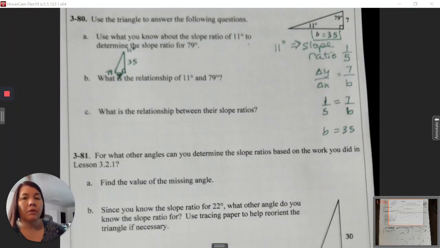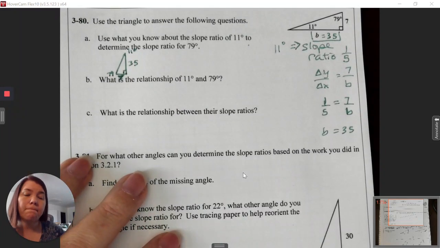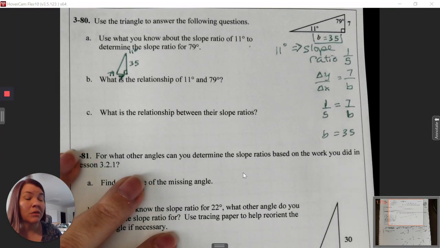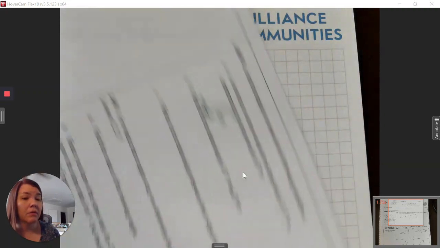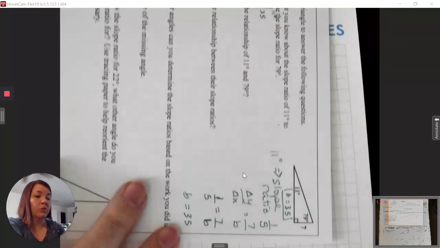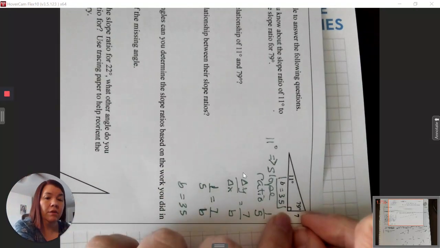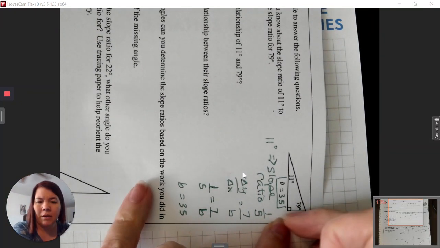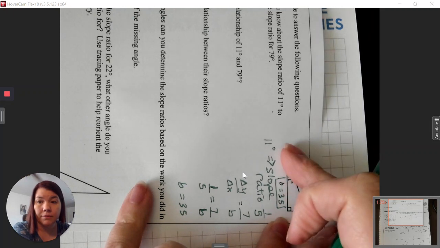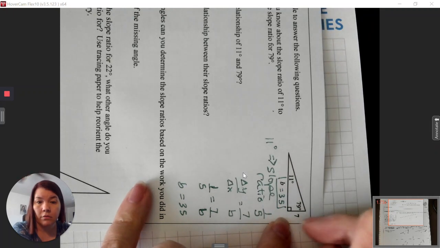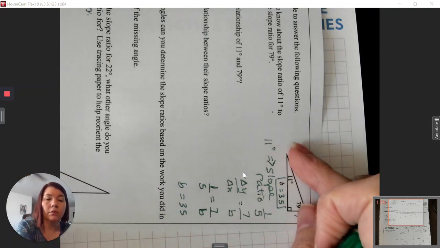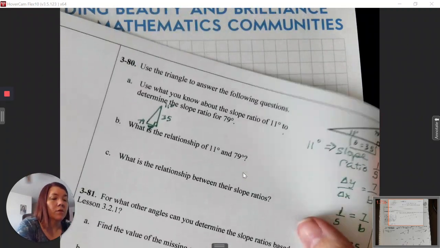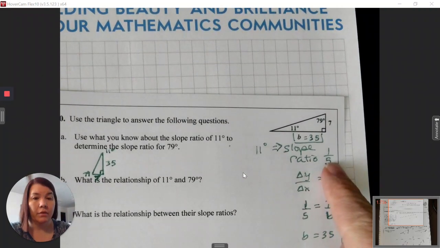And again, I'm sorry about the blurriness. The other thing I can do, which is a lot easier, is turn my paper. 79 is down here. Now it's not in the left. So maybe it doesn't have to be in the left, it has to be in the bottom. Now we have horizontal and vertical. Horizontal, vertical, horizontal, vertical. So the slope ratio will not be 1/5.